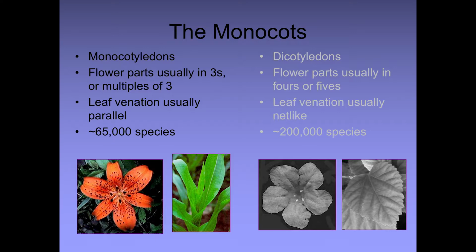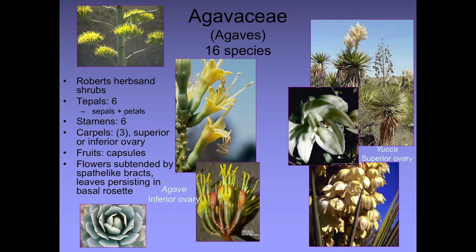Not in New Mexico, throughout the world. Okay, the agaves are one of our most common. We do not have too many agaves up here, but we have the yuccas, obviously, and those are both in the agave family. The leaves persisting in a basal rosette, we all know that. All those leaves come from the bottom and go up as a rosette. If you're looking real closely and don't know the difference between an agave and a yucca, the agave will have an inferior ovary and the yuccas will have superior ovaries.